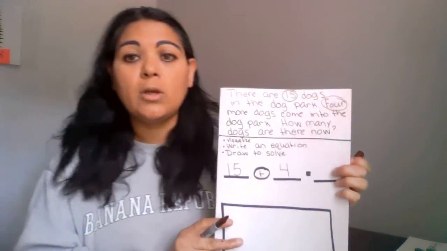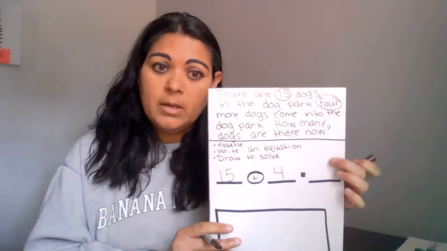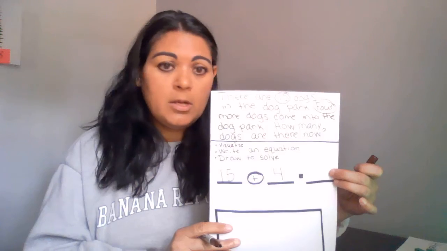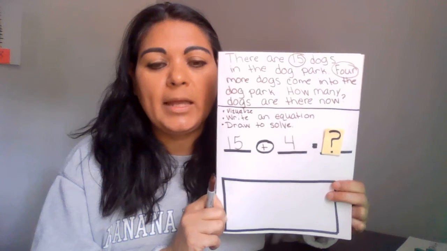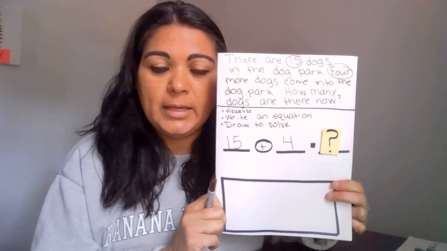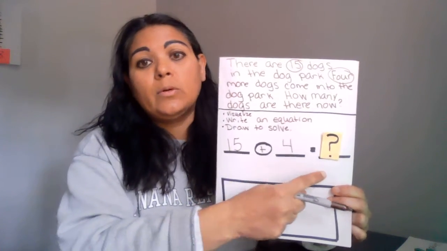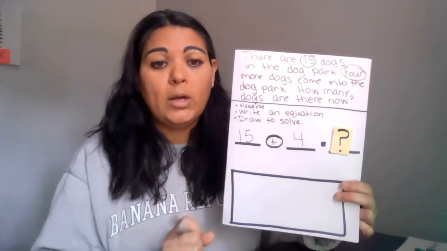How many dogs are there now? So do we know how many dogs are there now? No. So we're going to go ahead and put a question mark for our unknown value. So this is what our equation should look like. Okay, just check to make sure that that's what you see. Now, 15 plus 4 equals unknown. We don't know, question mark.